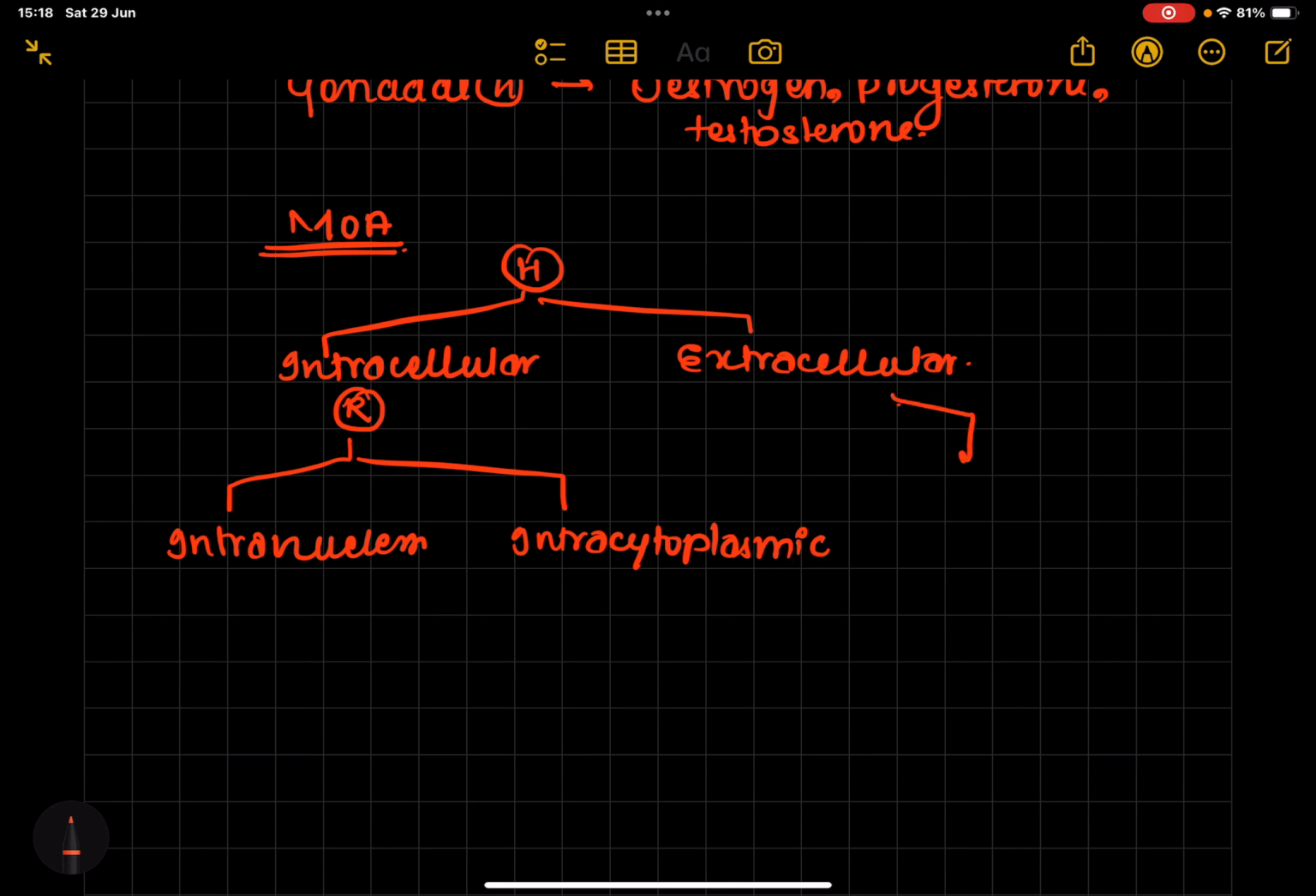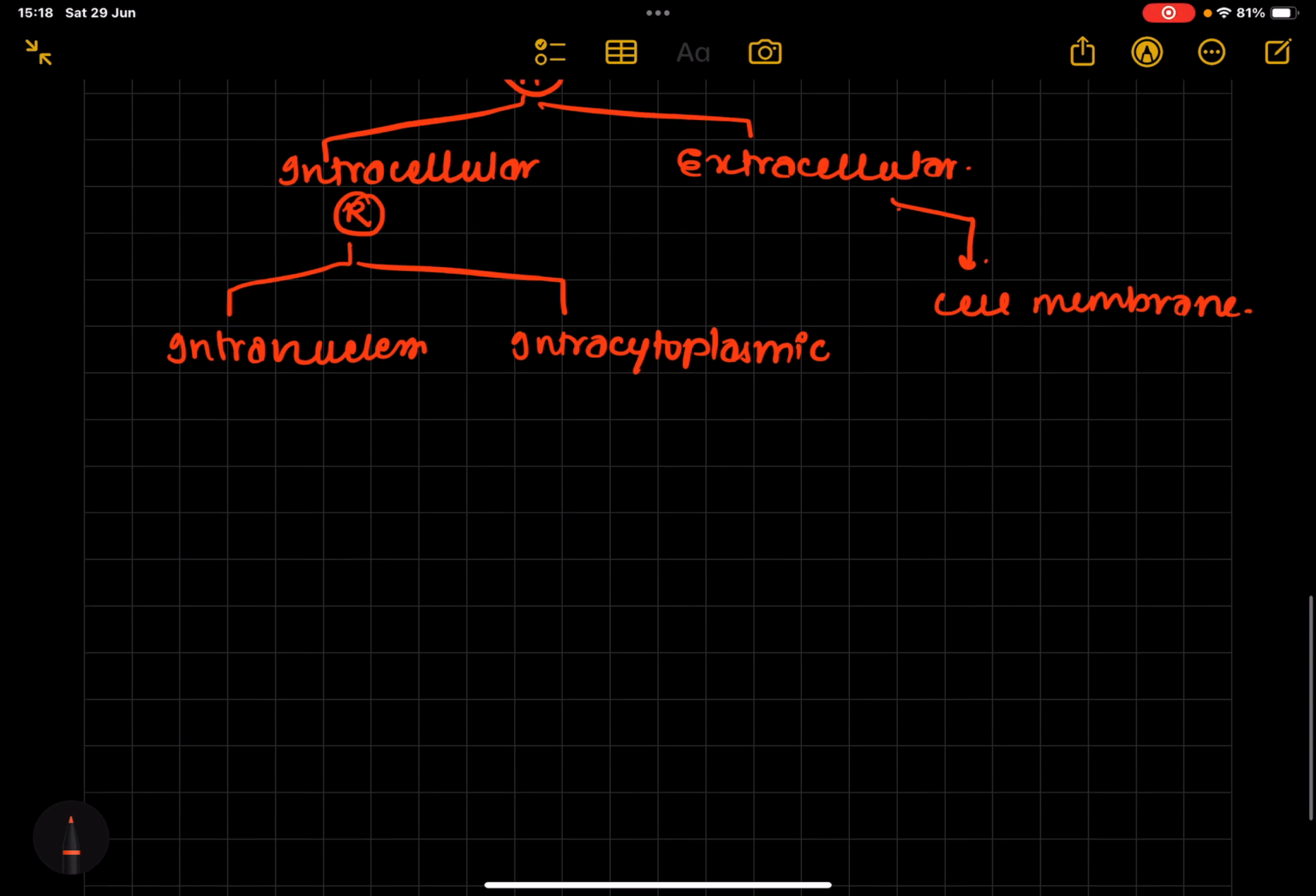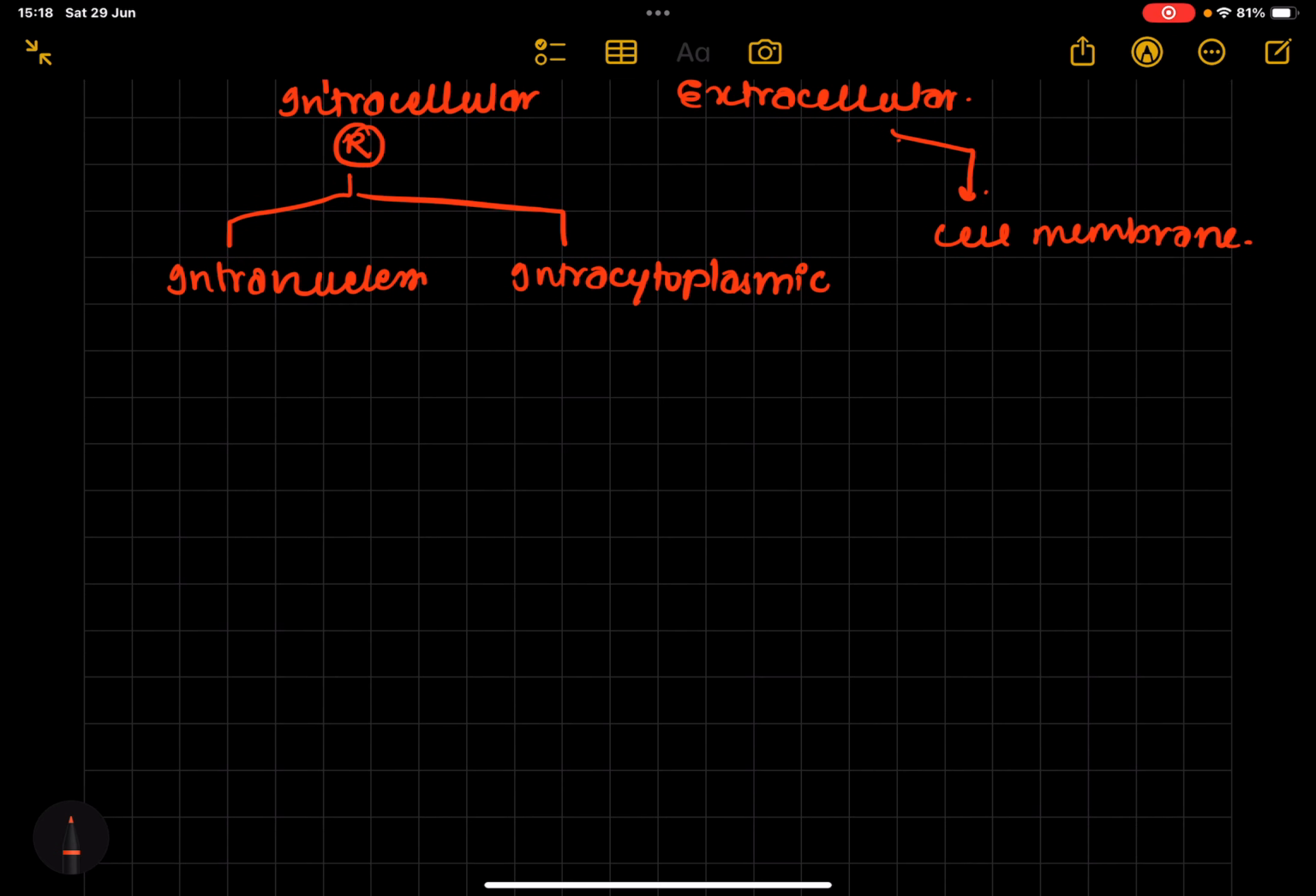And by extracellular, it means that the receptors will be present at the cell membrane. Now let's first study intracellular receptors, the hormones that act intracellularly. The question that is mainly asked is about thyroid hormones. T3 and T4 act by intranuclear receptors.